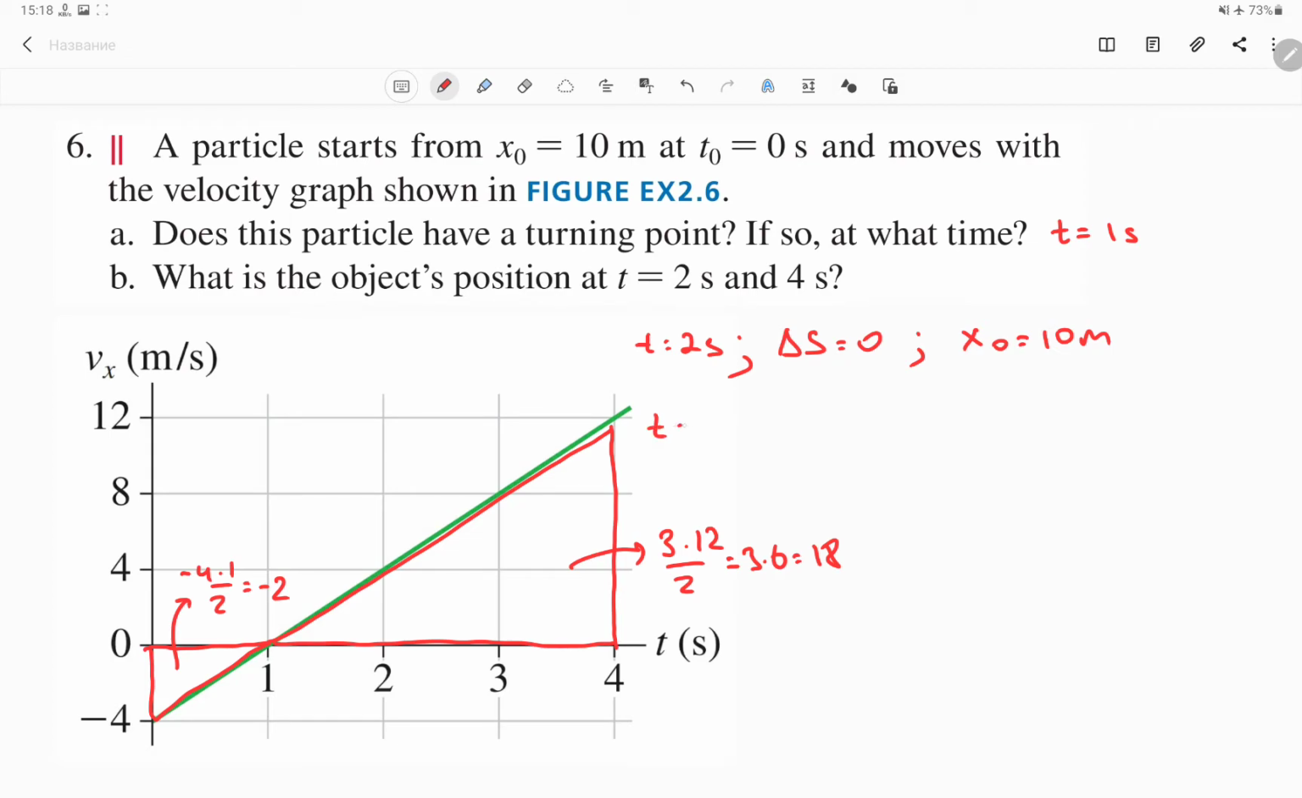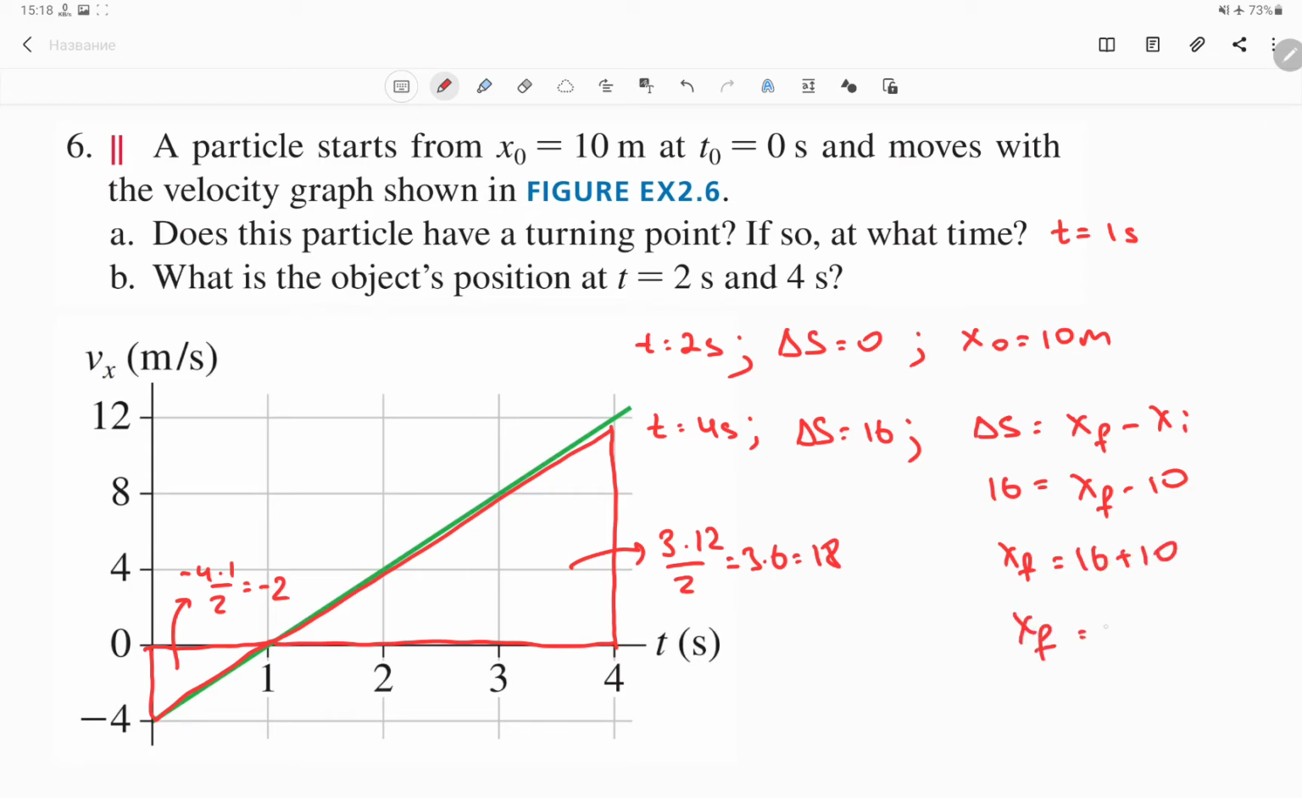So at time equals 4 seconds, displacement will be equal to 16, and we know that displacement equals final position minus initial position. So 16 should be equal to the final position, which is unknown, minus the initial position 10. So the final position will be equal to 16 plus 10. The final position will be equal to 26 meters.